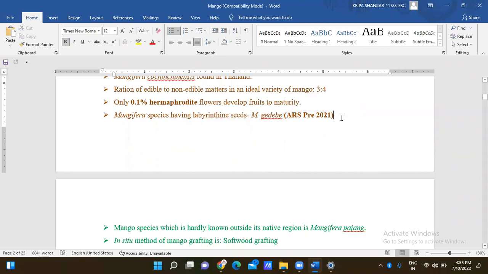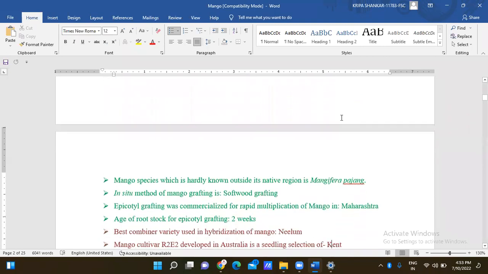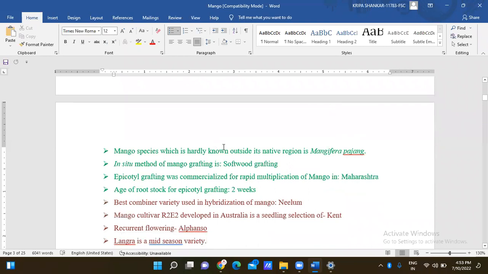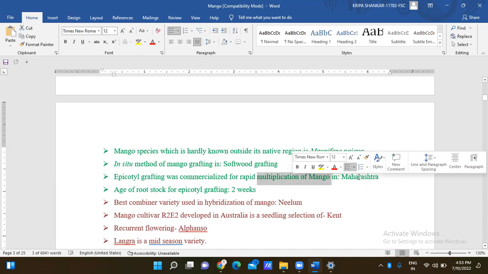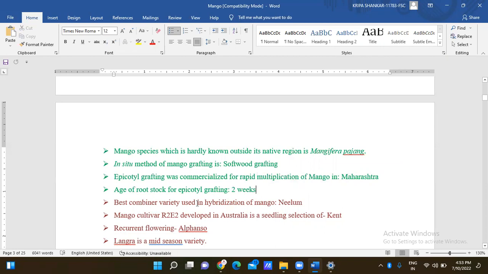Whatever I am discussing by now are questions which were already asked on mango. So you have to keep them on the tip of your tongue. Revise them multiple times. A few questions they already asked: mango species hardly known outside its native region, that is Mangifera pajang, having the largest size. In situ method of mango grafting is soft root grafting. Epicotyl grafting is recommended for rapid multiplication of mango in Maharashtra, Konkan region. Age of rootstock for epicotyl grafting is mostly 14 days.